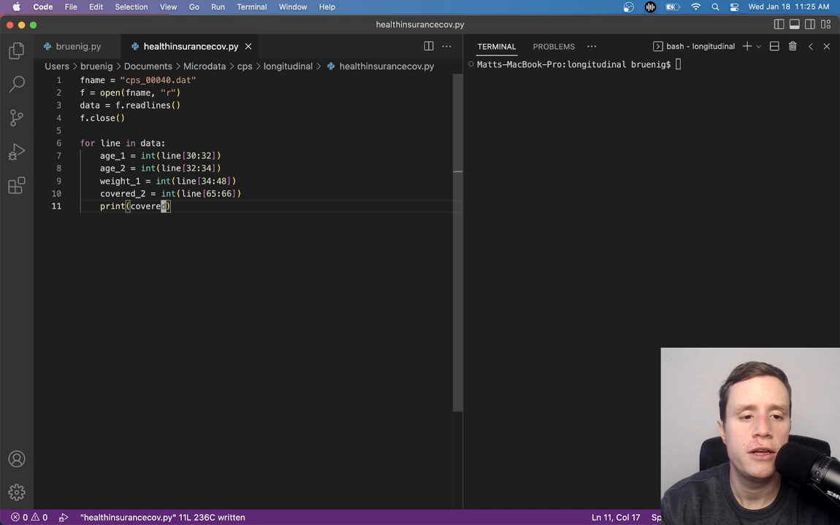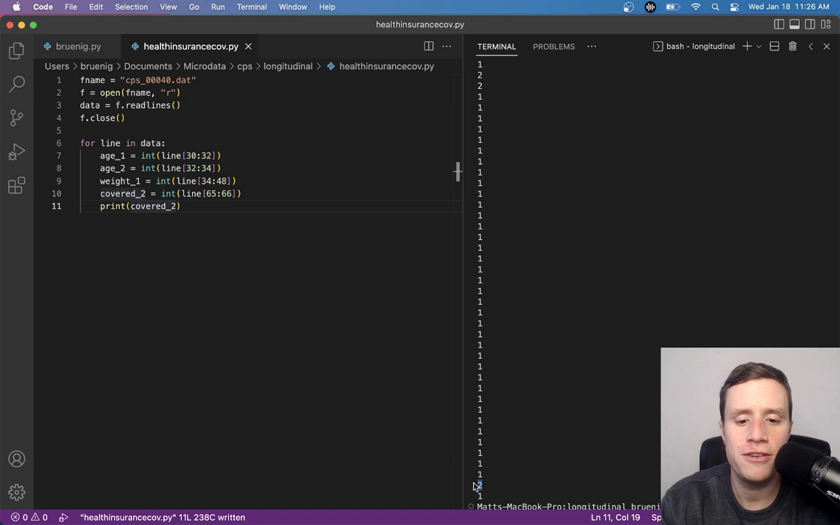We should just have a whole bunch of 1s and 2s, right? There we go. 1, 1, 1, 1, 1. Here's a 2 right here. Here's some 2s. These people are uninsured. The 2s are the uninsured people, right? A lot more 1s than 2s, but you see some 2s in here.